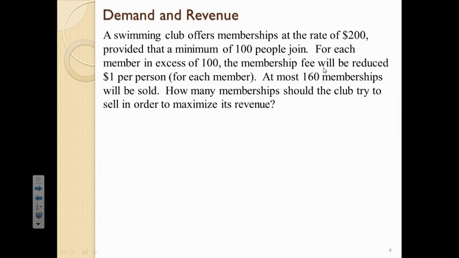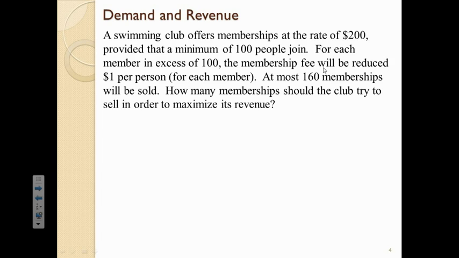Now, here's a particular problem that's in the book, and it kind of explains straight line demand and revenue. The problem is a swimming club offers memberships at a rate of $200, assuming that a minimum of 100 people will join. Now, for each member in excess of 100, the membership will be reduced by $1 per person for every member.